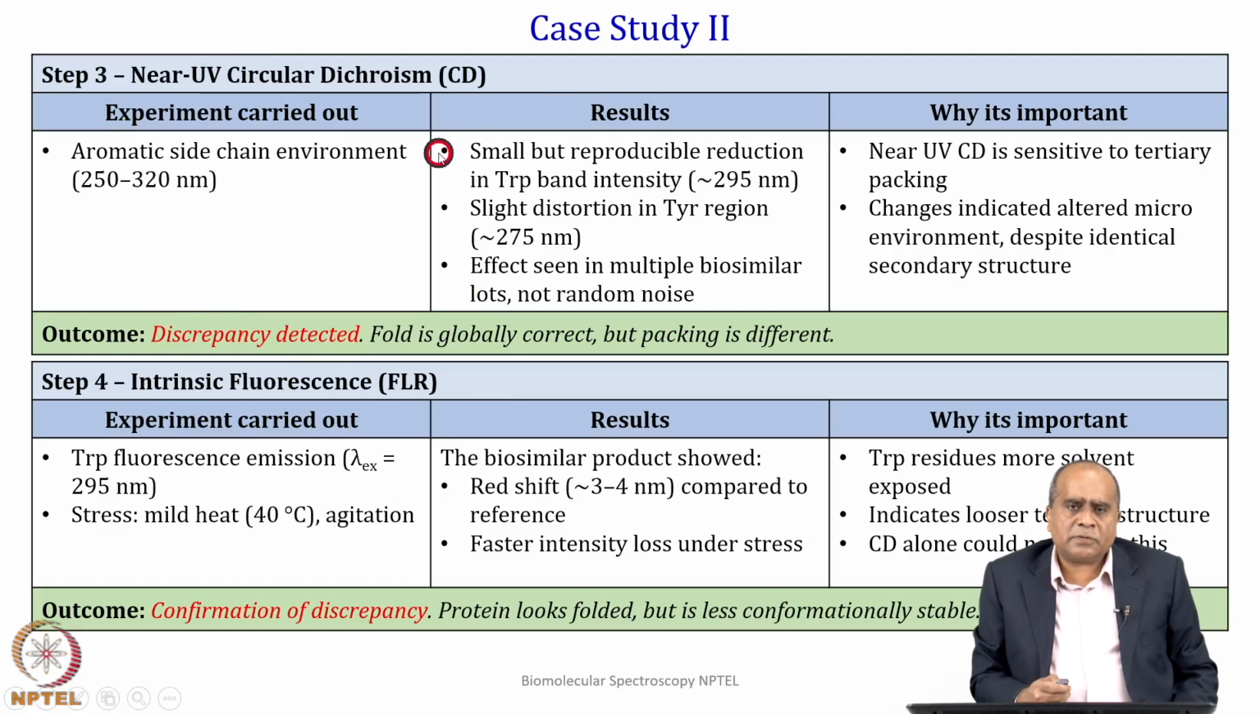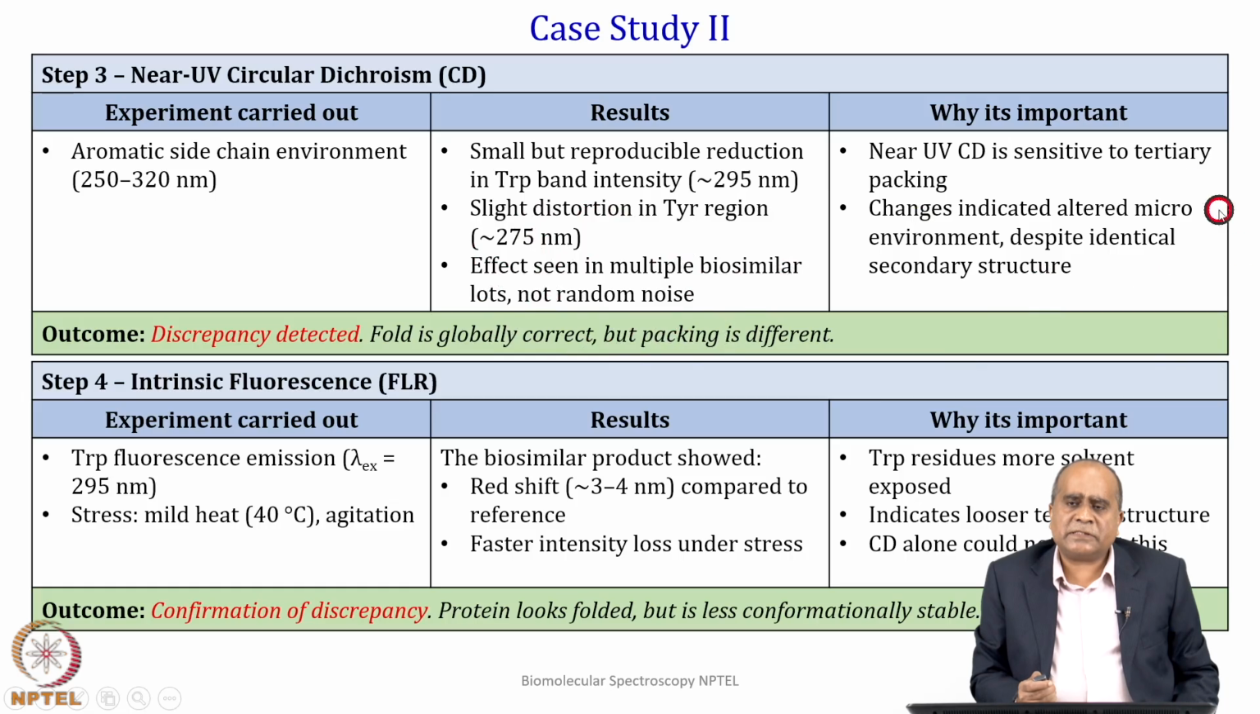Small but reproducible reduction of tryptophan intensity at 295, we see slight distortion that was happening in tyrosine at 275. The effect is seen in multiple biosimilar lots. We can also say it could be noise, but here it was noticeable, so it is not random noise. Let us see how it is.